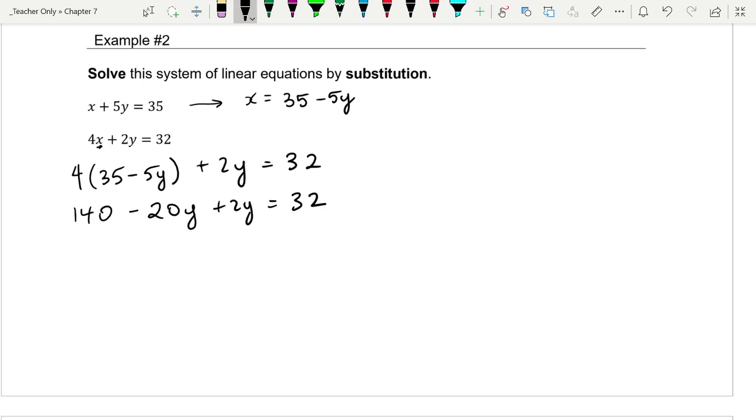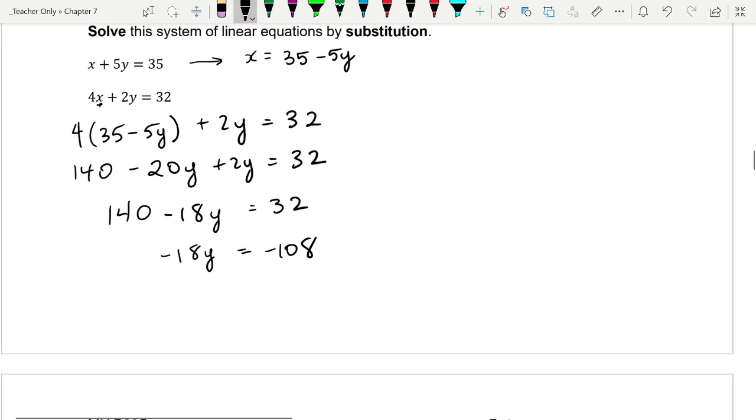All right, so the negative 20y's plus 2y's is negative 18y's. And then I'm going to have to subtract 140 from both sides. And 32 minus 140 would be negative 108. Now, you know what? I know that 108 actually divides by 18. You know how I know that? Because I know 18 is 9 times 2, and that's even, so it divides by 2.